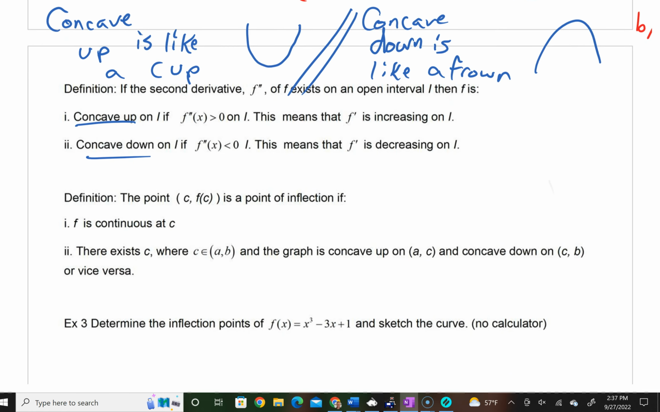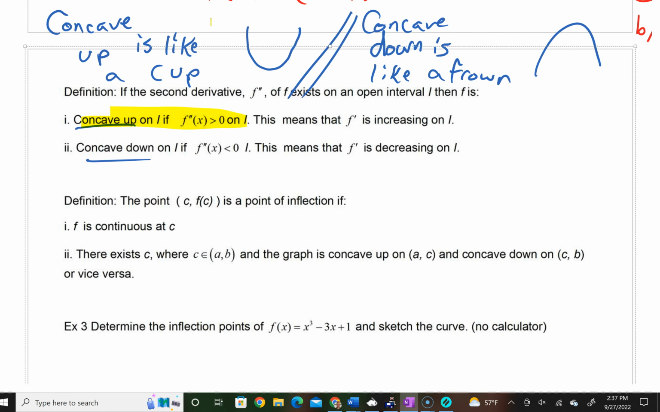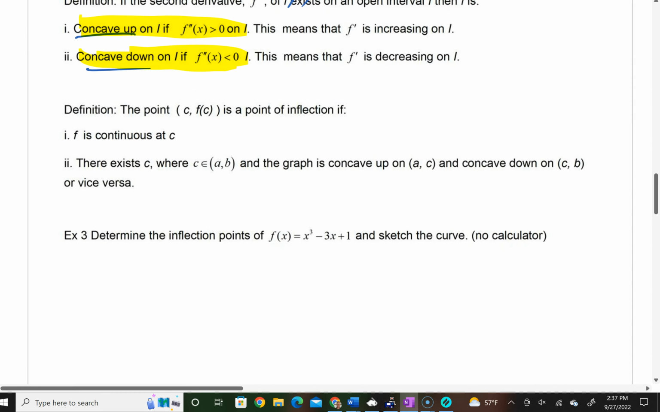Well, look at this. Concave up is going to be if your second derivative is positive. And it does mean that your tangent line slopes are actually getting bigger. We'll talk more about that next time. We've got a lot to digest right now. Concave down occurs when your second derivative is negative. And then the point of inflection. A point of inflection occurs when there's a change in concavity.